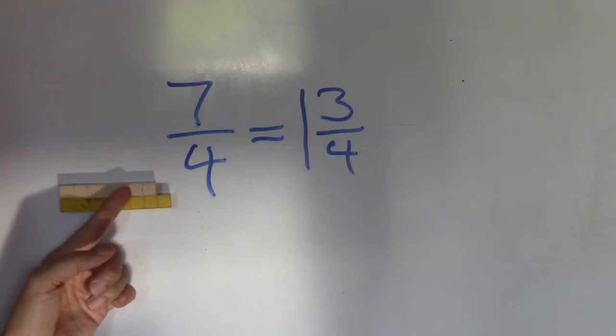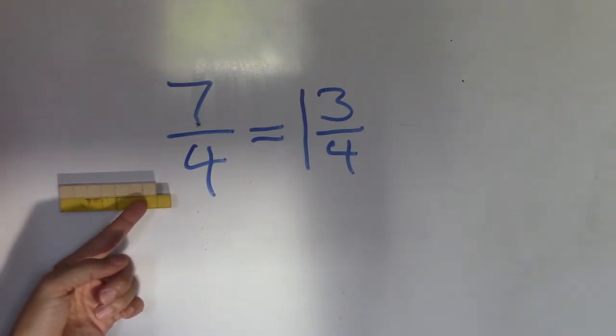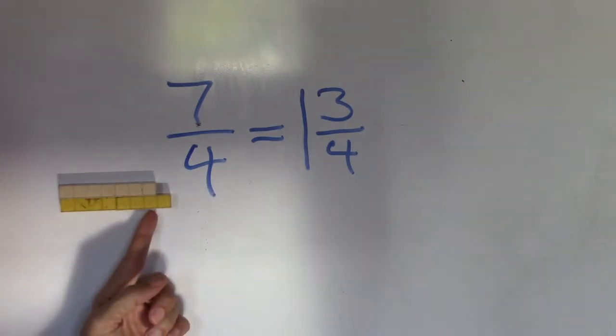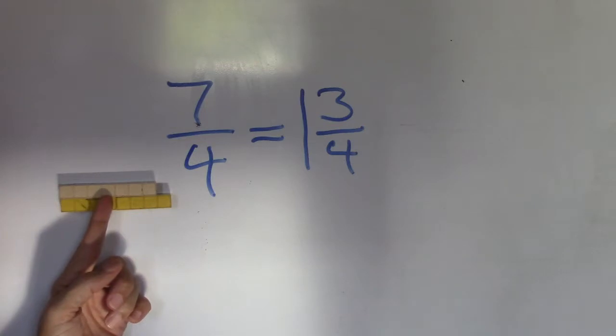The leftover. This part right here, right? Yeah. So it's 3 out of that 4. I mean, literally 3 out of the 4. Can you see it? Oh, literally 3 out of the 4.